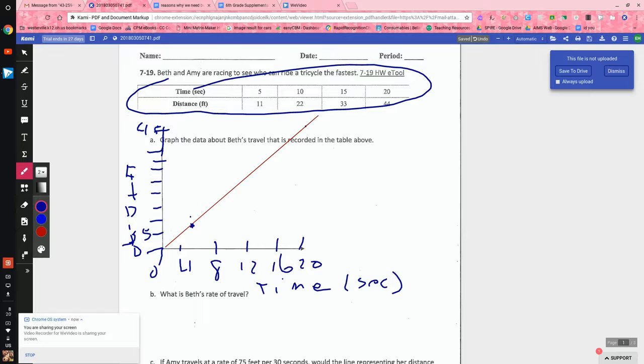So there you go, it's a constant rate, so the points line up because she's going the same speed every 5 seconds, which you can tell with your multiplier. She's going 11 feet every 5 seconds.